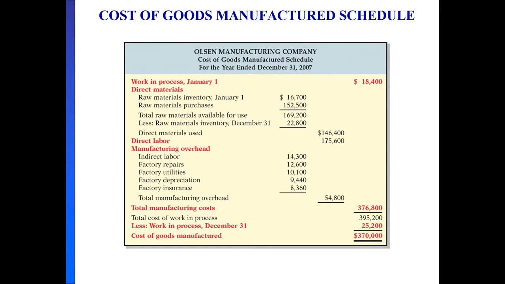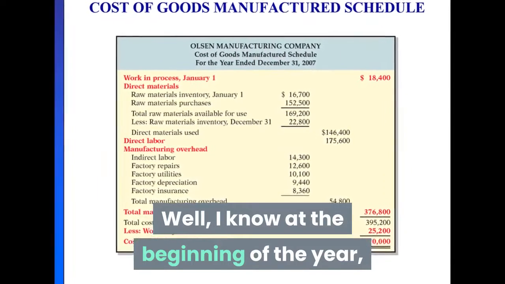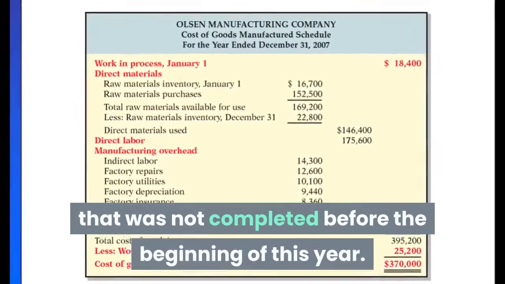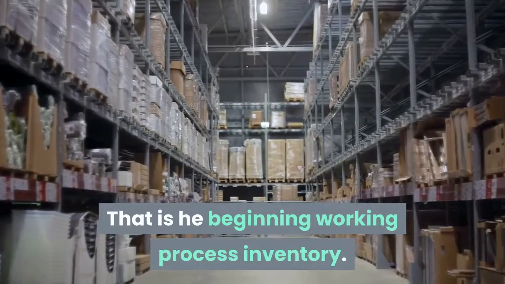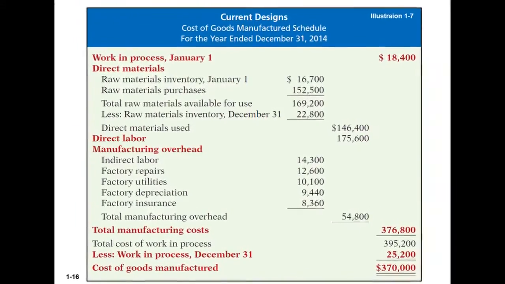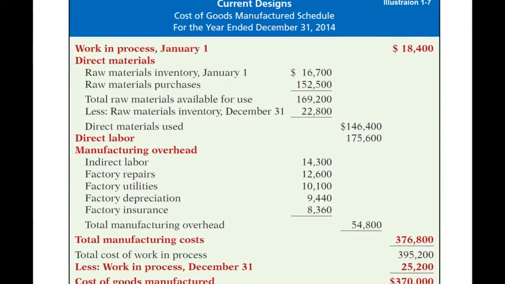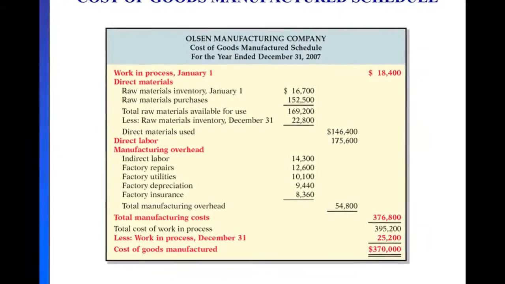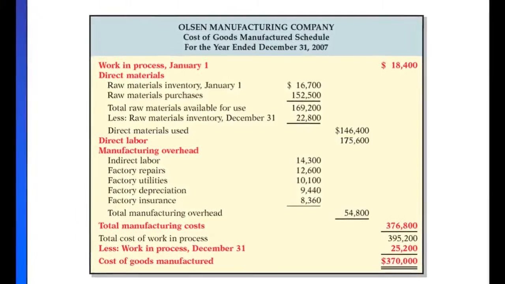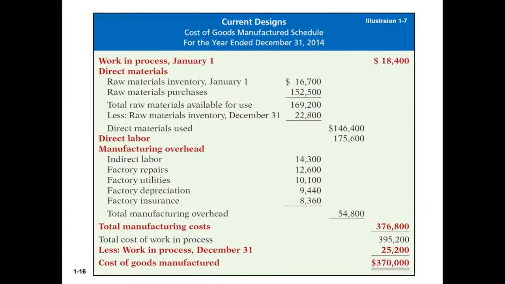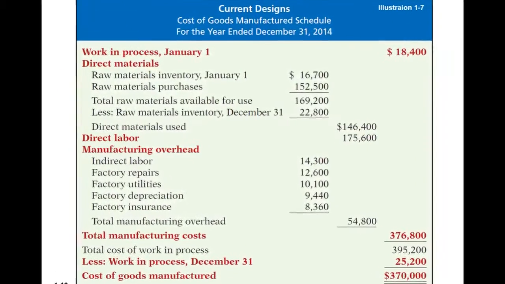How do I determine that? Well, I know at the beginning of the year, I had some work on the shop floor that was not completed before the beginning of this year. That is the beginning work in process inventory. And to that, I add the total manufacturing cost incurred throughout the year. That is the total direct materials, the total labor and the total overhead. The sum of the beginning work in process and all manufacturing costs gives me the total work in process for the year. Then I subtract what is still left on the shop floor at the end of the year, and that provides me with the cost of goods manufactured.